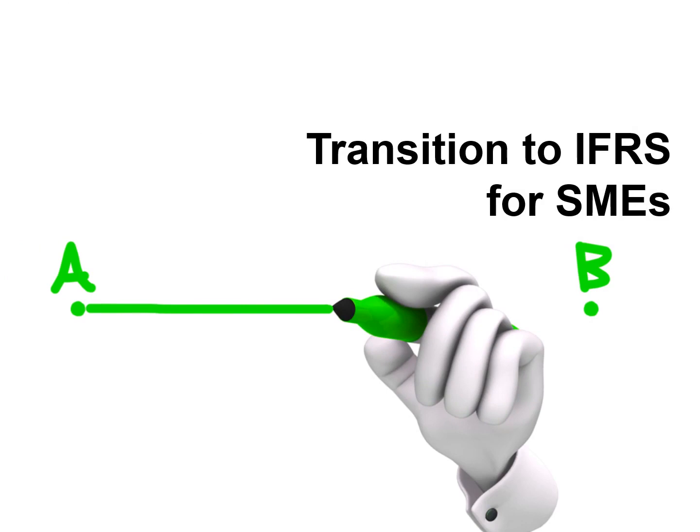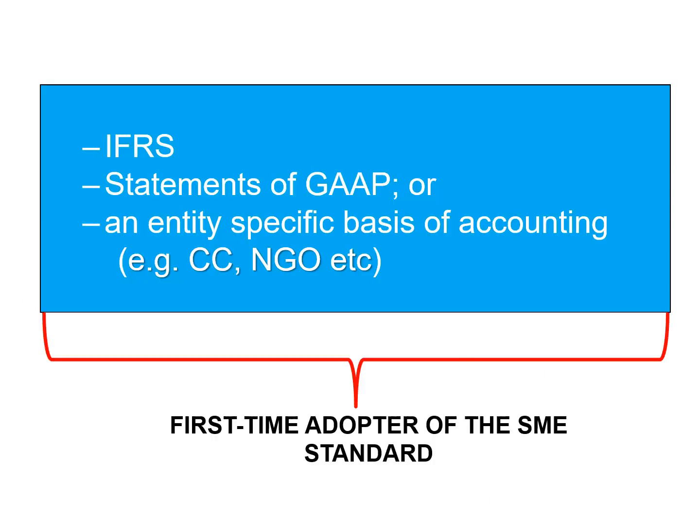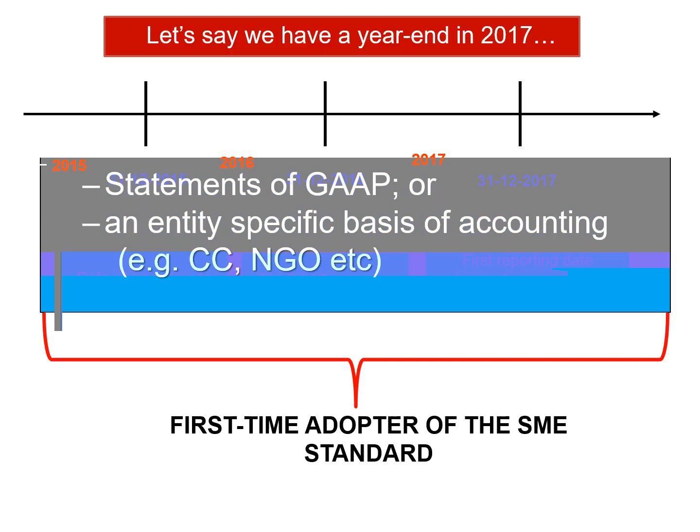Section 35 deals with the transition to IFRS for SMEs. And this section says, it doesn't matter what it is that you're applying at the moment, whether you're an IFRS supplier, you're applying statements of GAAP, or you may be applying your own basis of accounting, whatever it is that you're doing. If you take the view that says, I'm going to adopt IFRS for SMEs with effect from its effective date, which in this case is 1 January 2017, so I'm doing this for my 2017 year, then we have to go through a process of first-time adoption of the standard.